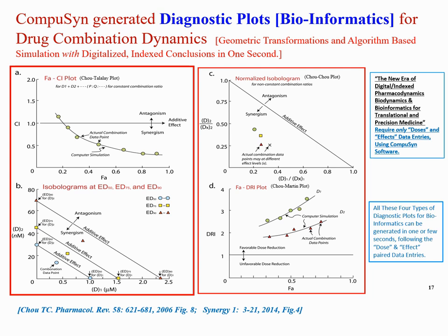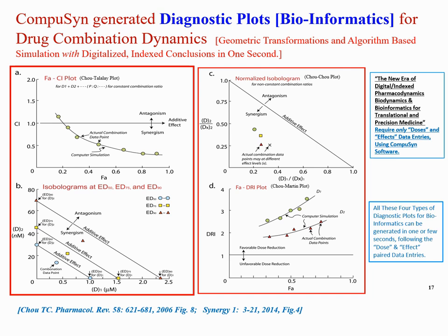Isobologram shows when combination dose data points fall on the diagonal or hypotenuse, it's additive effect. If they fall on lower left, it's synergism. Fall on upper right is antagonism. It can also generate the normalized isobologram.